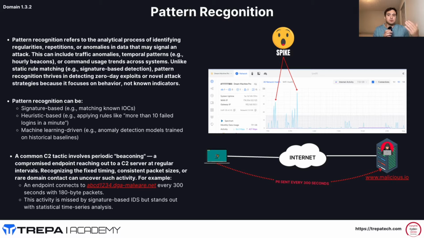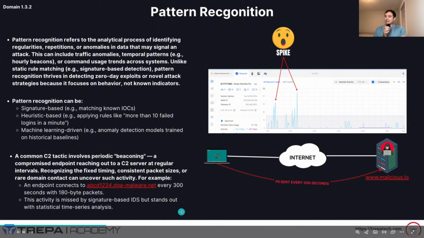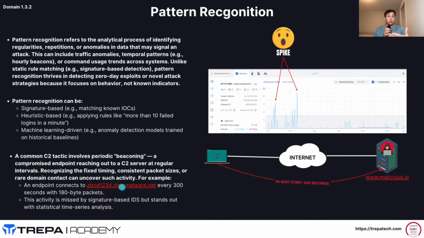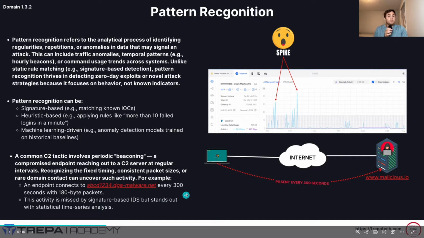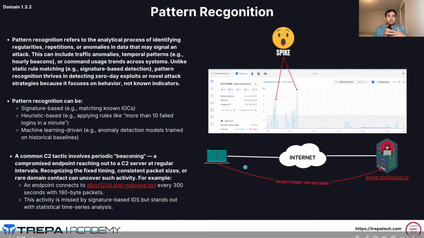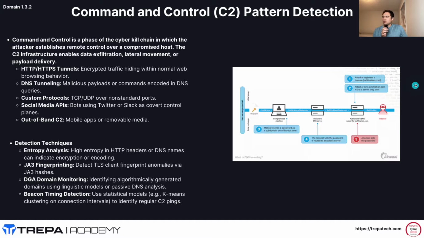And heuristics-based machine learning can do that for us. Or if it's connecting to a well-known blacklisted domain, signature-based can help us with that. So it says this activity is missed by signature-based IDS, but stands out with a statistical time series analysis. I'm gonna say yes, that's true, unless this domain was already well known, right? It just depends a little bit, but yes, it could be missed because it could be such a small data exfiltration happening every 300 seconds, right? Just want to move on there.